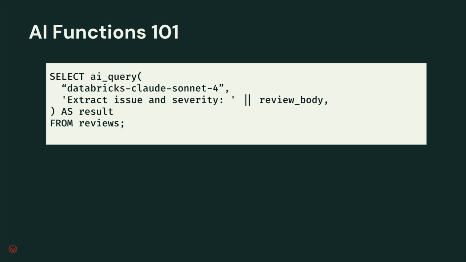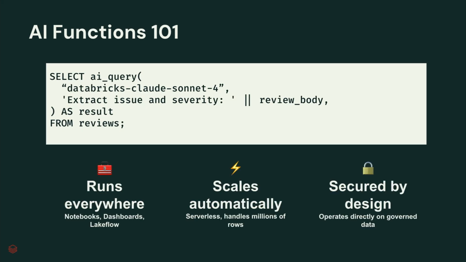And now you can take this line of code and run it everywhere across Databricks, like notebooks, DB SQL, workflows, dashboards, Lakeflow. It runs everywhere. And the really cool thing about this is that it scales serverlessly to support millions of rows. In fact, the more data you send, the more it will scale. And most importantly, it applies directly on your governed data without moving it around. So you benefit from all the governance capabilities that Databricks has built. So let me show you how simple it is to actually get started with AI functions.